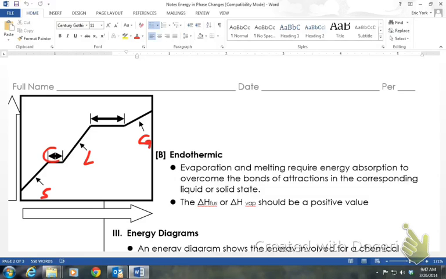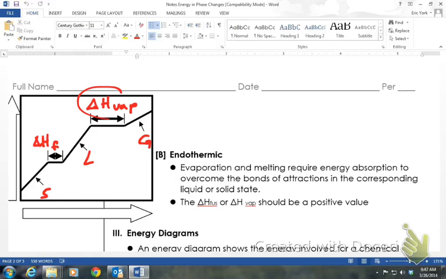Now, we've already talked about these phase changes, but I just want you to recognize that right here, we're going from a solid to a liquid. Remember, that's melting, or a liquid to a solid, that's freezing. So at that point, we would use the delta H of fusion. Now over here, if we go in this direction from a liquid to a gas, that is boiling. Or if we go in this direction from a gas to a liquid, that is condensation. So at that point, we would use the delta H of vaporization.